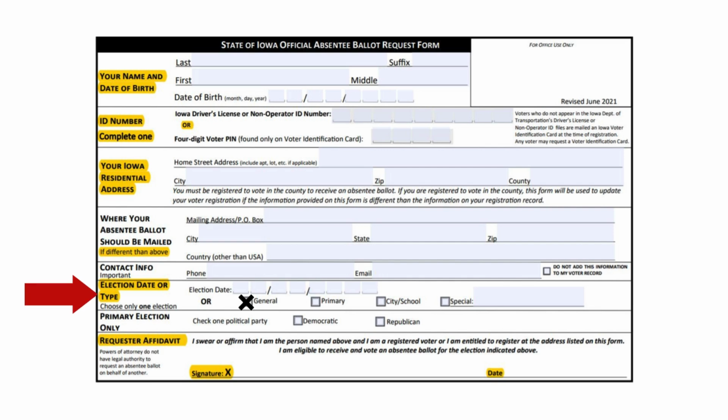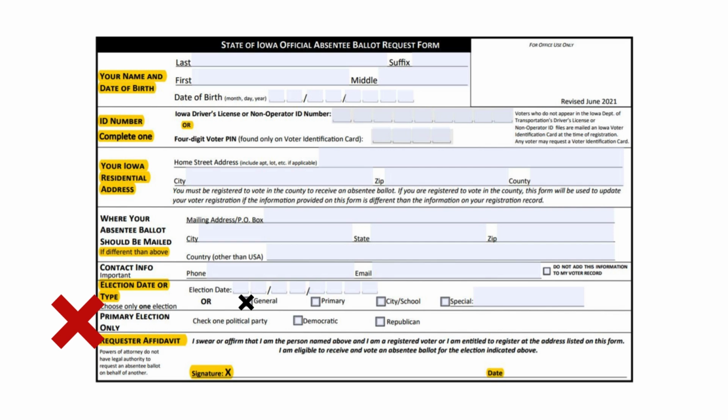The voter must mark general election or write the date of November 5th, 2024. For the sake of time, it is easiest for the voter to mark the general box. Please thoroughly check the election date or type section, as this is a very common mistake among voters.